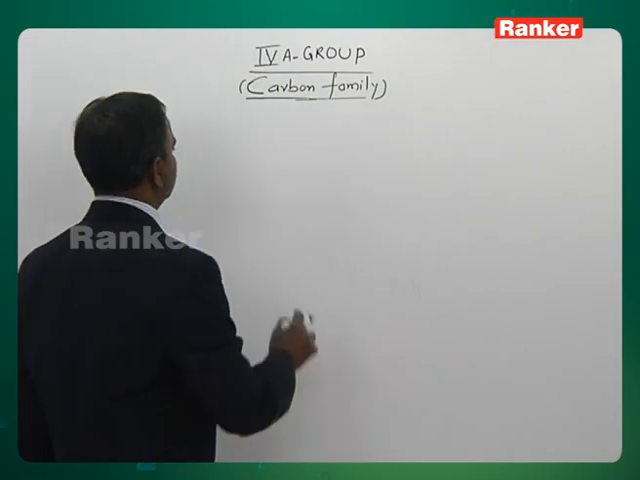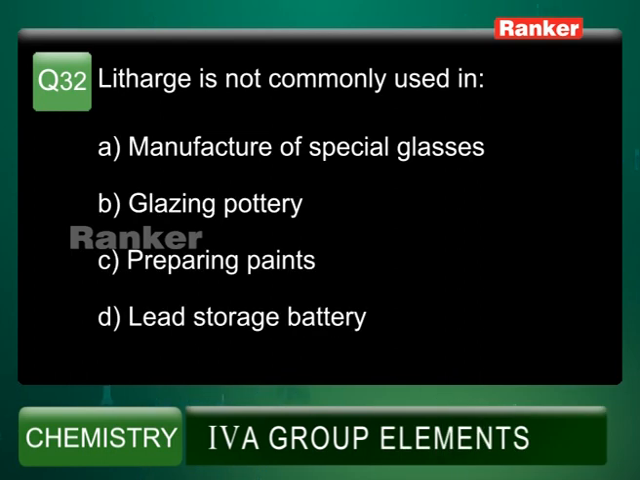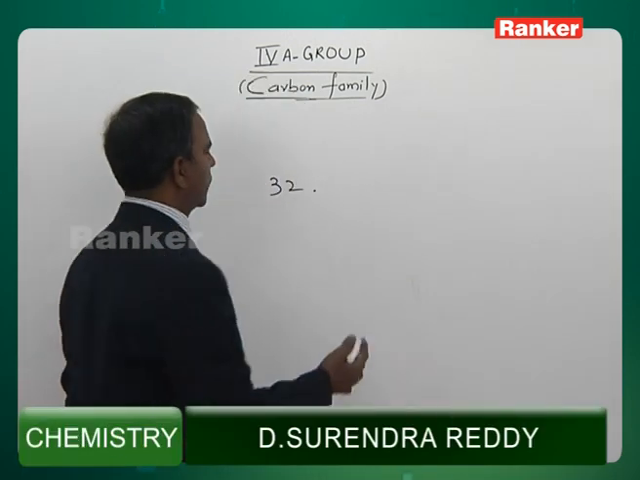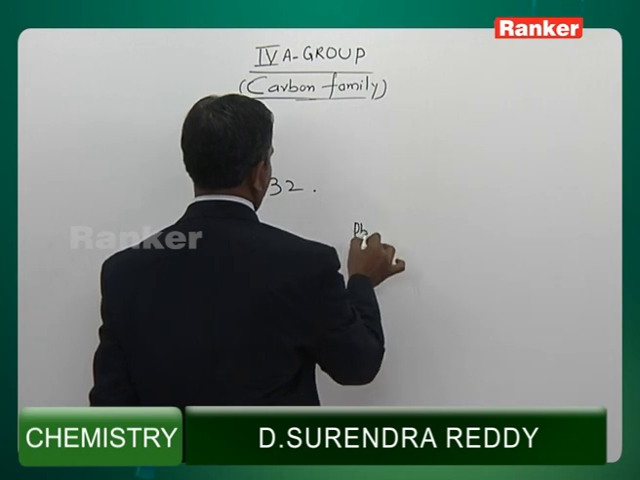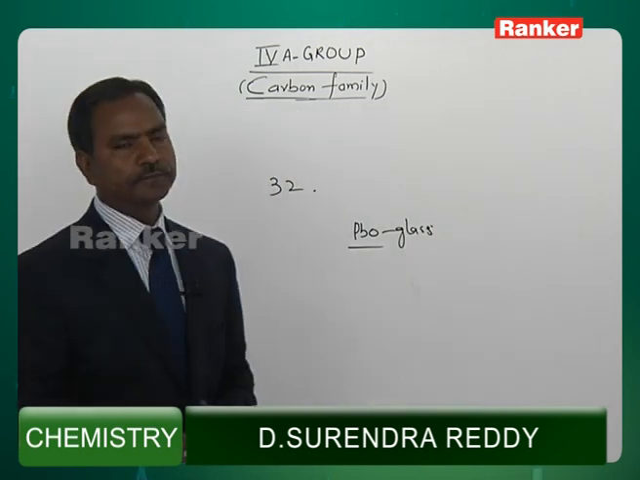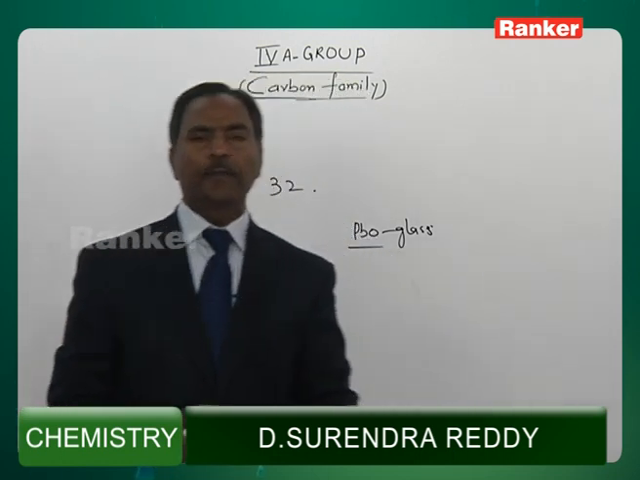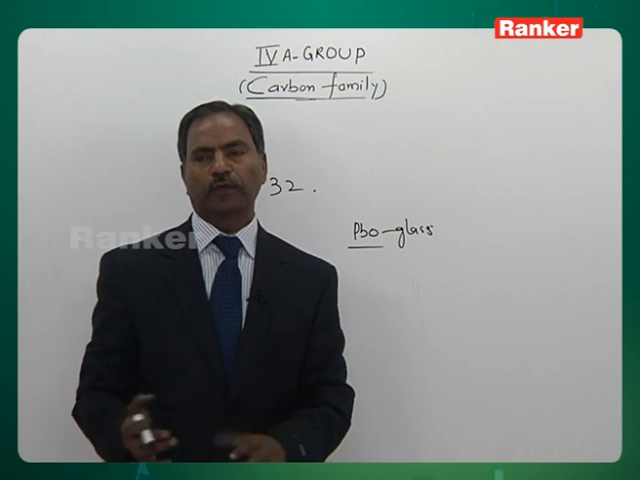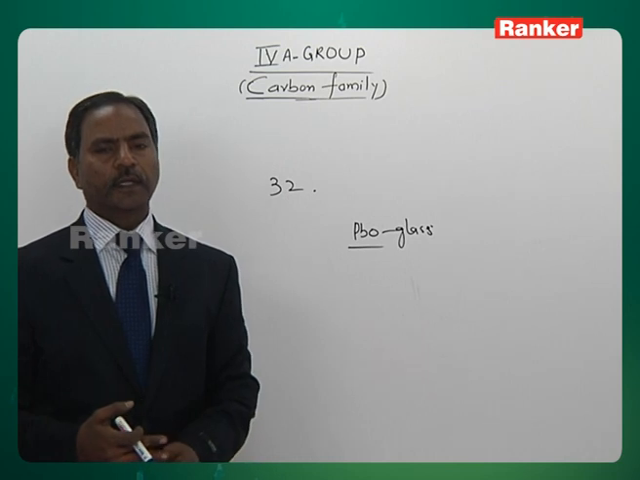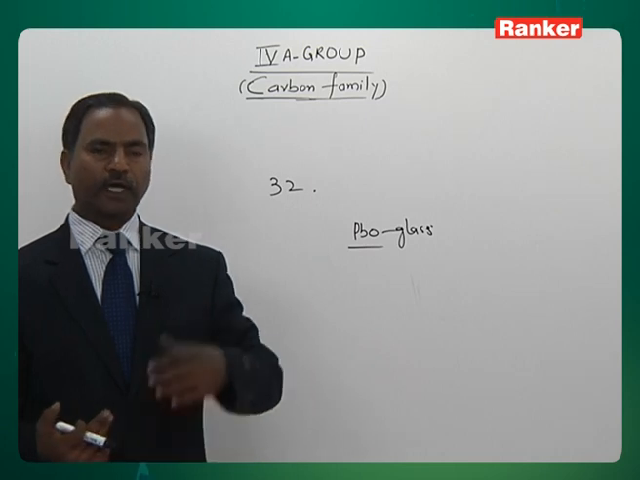Question number 32. Litharge is not commonly used in manufacture of special glasses. Generally in the preparation of glass, PbO is used. Litharge is nothing but PbO. PbO is used in the preparation of glass instruments, optical instruments. Therefore, manufacture of special glasses, yes. Glazing pottery, yes, it is used in glass. Therefore, to get a glaze for the pottery, we are using this particular PbO. Preparing paints, yes, PbO is a pigment because of the colored substance and we use this as a pigment.